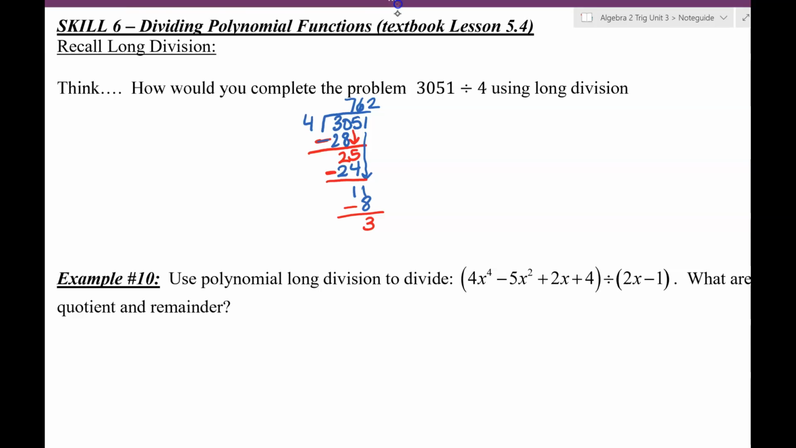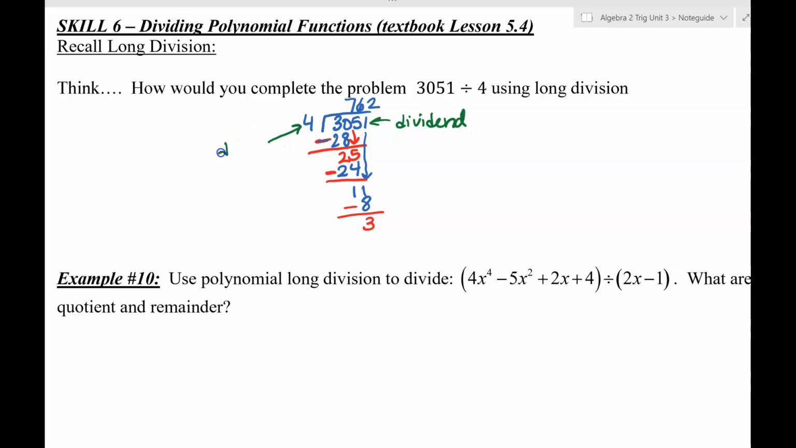So just some vocab in case it gets used throughout here. This is your dividend. This is your divisor. This is your remainder. And then the answer to the division problem is your quotient. In this case, our quotient would be 762 with a remainder of 3.